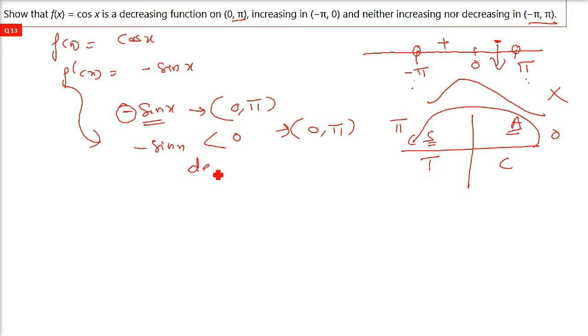0 to pi. So this is decreasing. Minus sin x less than 0 is decreasing in the given 0 to pi interval. How about negative pi to 0? What is negative pi to 0?